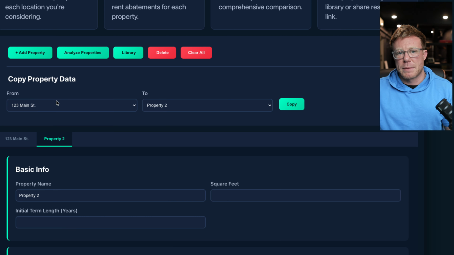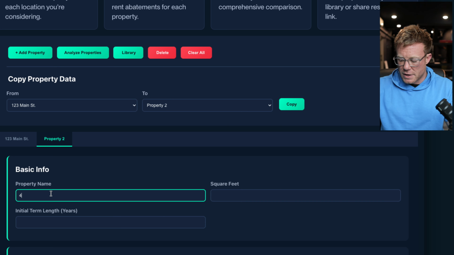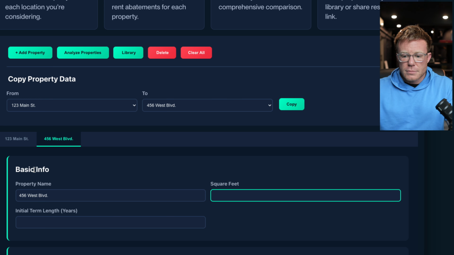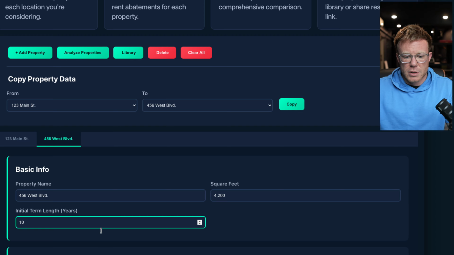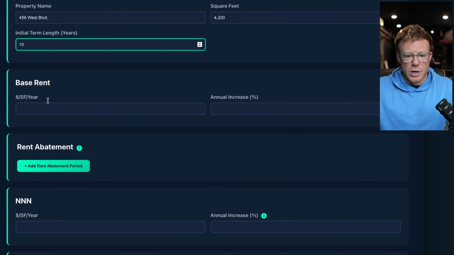You could copy property data from one to the other if it's widely the same, okay, and then just adjust a few things that are off. But instead, we're going to just create new property data. So this is going to be 456 West Boulevard. Square footage, this one's a little bit bigger. It's at 4,200 square feet. We're doing a 10-year term, just like the other one.